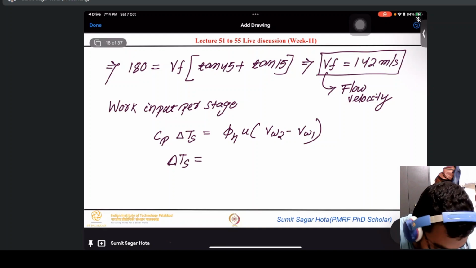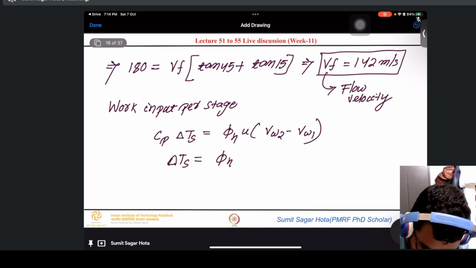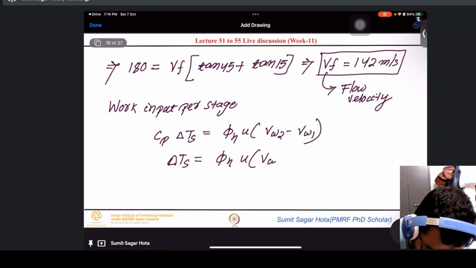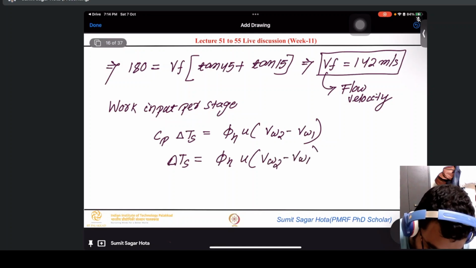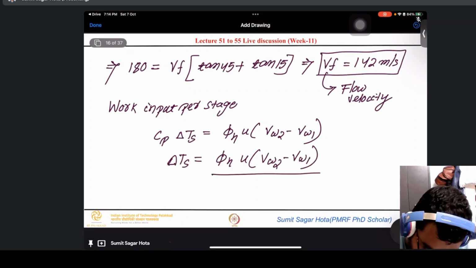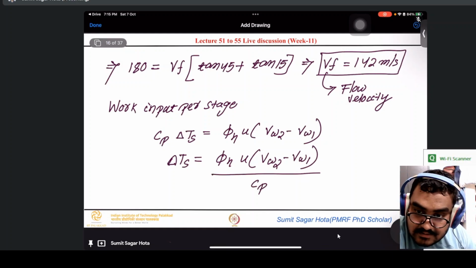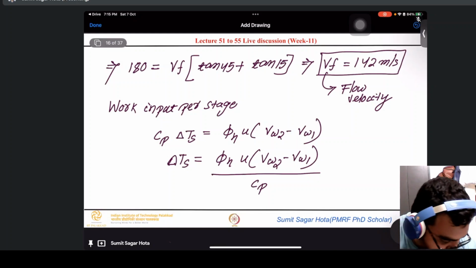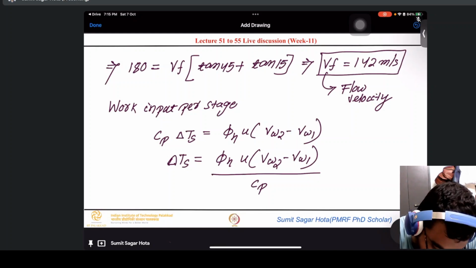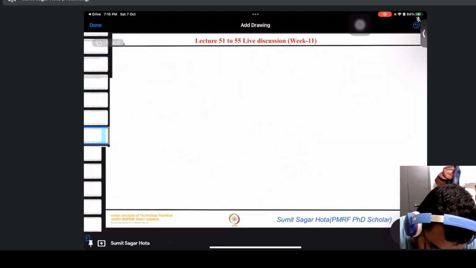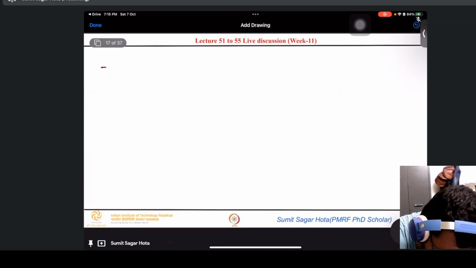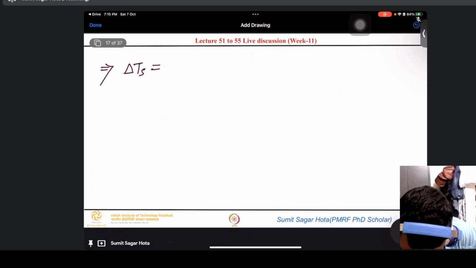So what is delta Ts? Equal to phi h into u into Vw2 minus Vw1, divided by your Cp. Now you can calculate delta Ts. All the other things I think are known. Substitute everything in the formula of delta Ts.